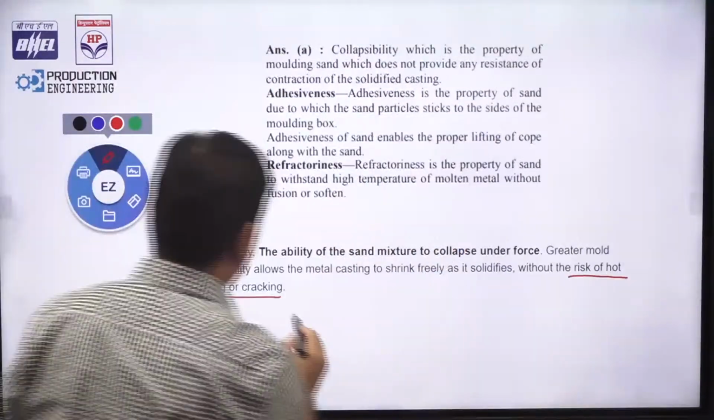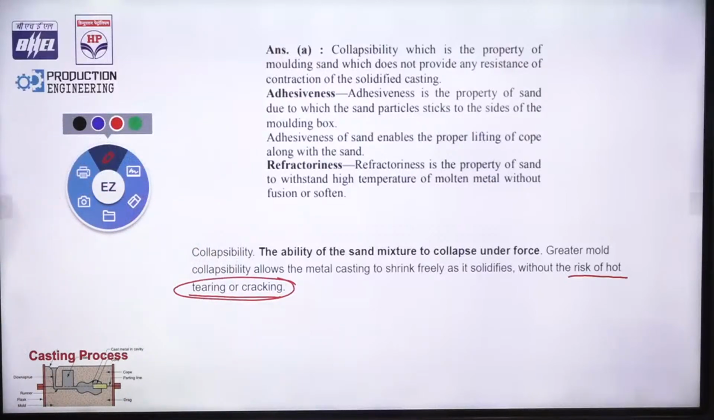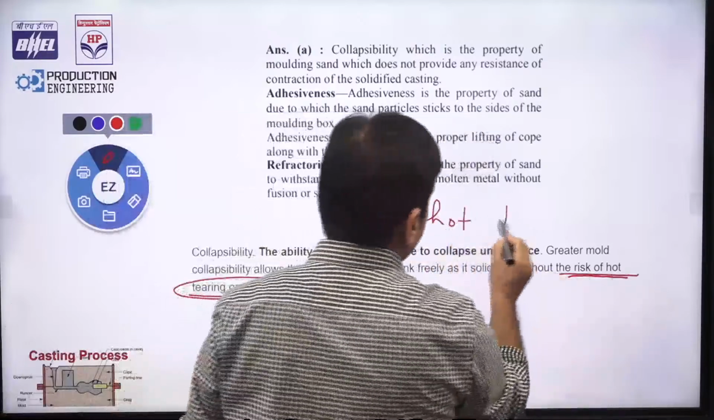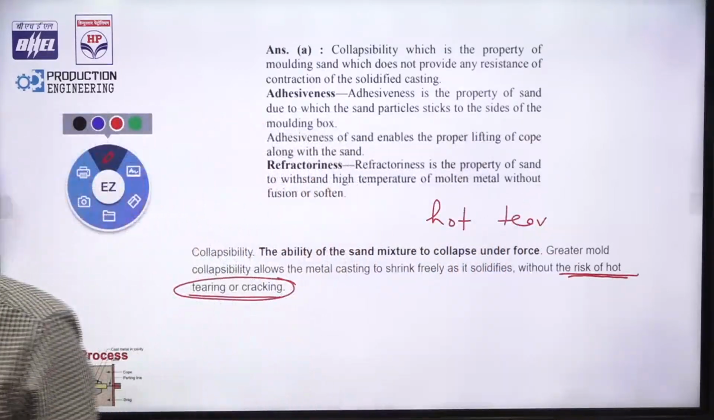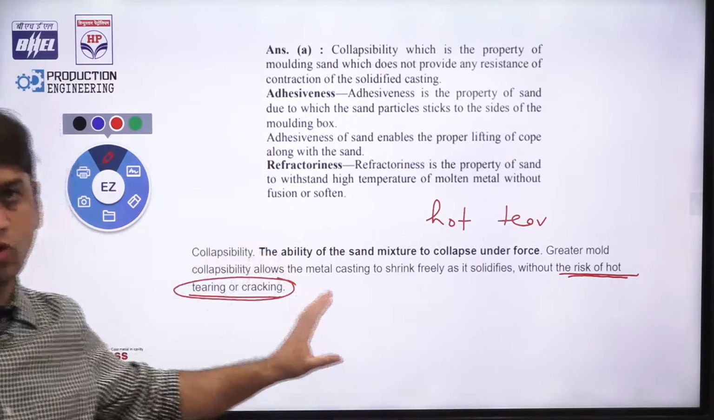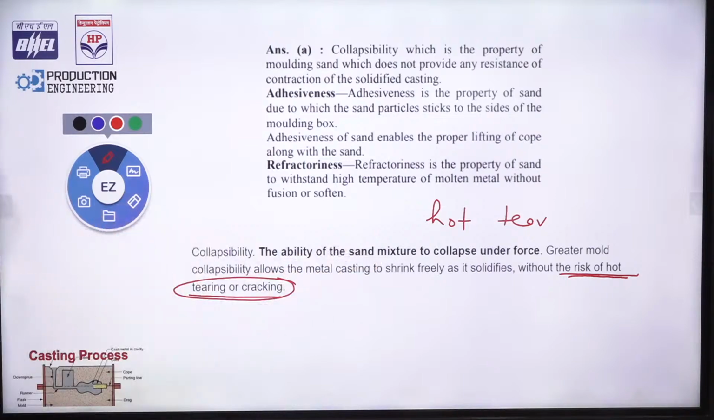If collapsibility is not good, what casting defects will be there? Hot tears and cracks are typically defects related to poor collapsibility of the sand. Hot tear is one of the very, very important casting defects which you should know, and a casting defect question can be asked to you. So if the collapsibility of the sand is not good, the typical problem is the hot tear. Hot tearing and cracking are the typical defects of casting if collapsibility is not good.